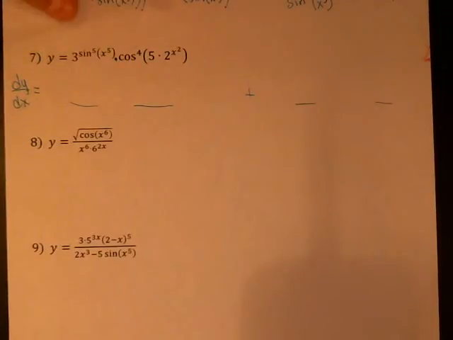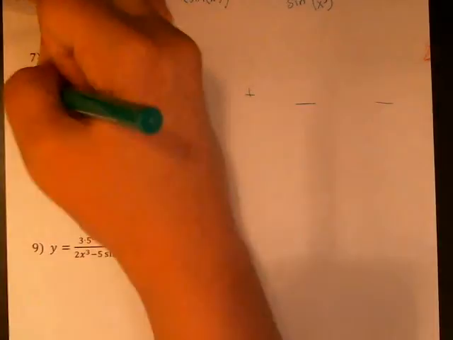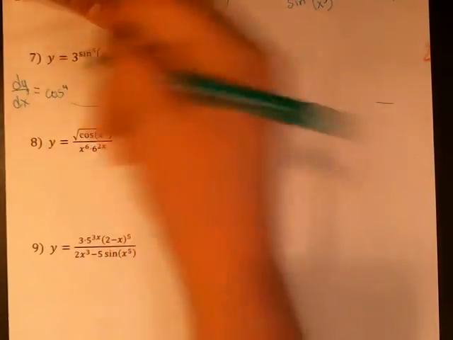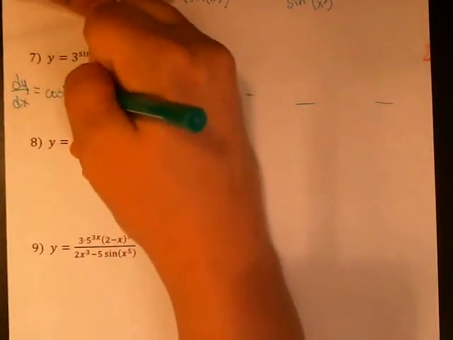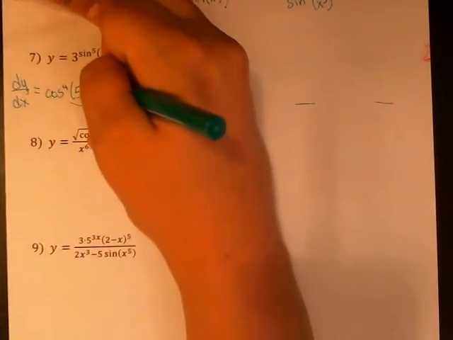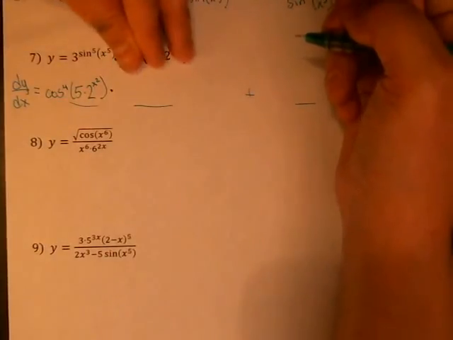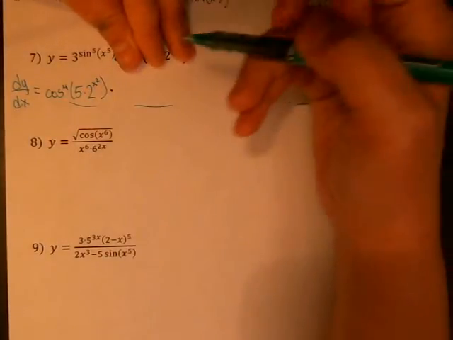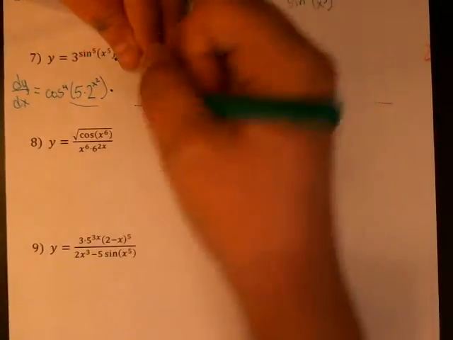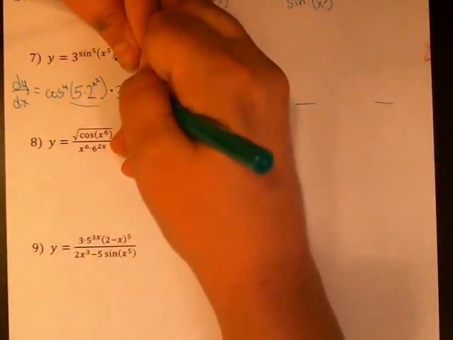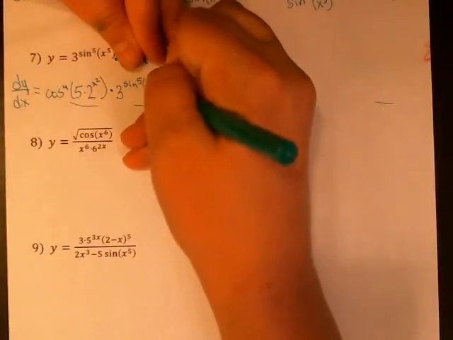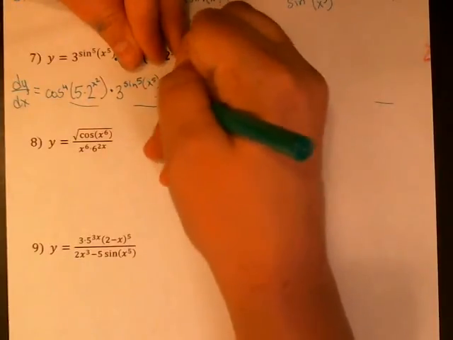One giant product rule. Okay, so we want our second, which is cosine to the 4th, 5 times 2 to the x squared, times the derivative of our first, which is absolutely a mess. This is 3 to a power, so that's going to be 3 to the power times the natural log of 3.